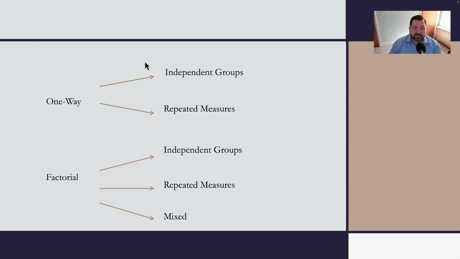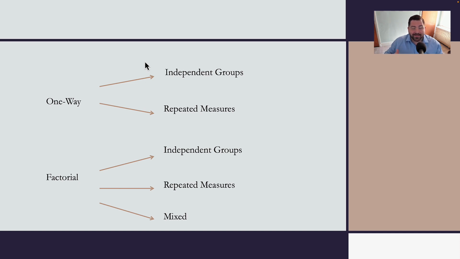Okay, so here's a nice schematic that walks us through this process. As you can see, how many independent variables do I have? That should be the first question when I give you this as an example in our assignments or on an exam. How many independent variables do I have, and how many of them are independent groups? How many of them, if any, are repeated measures? And is there some combination of both independent groups and repeated measures?